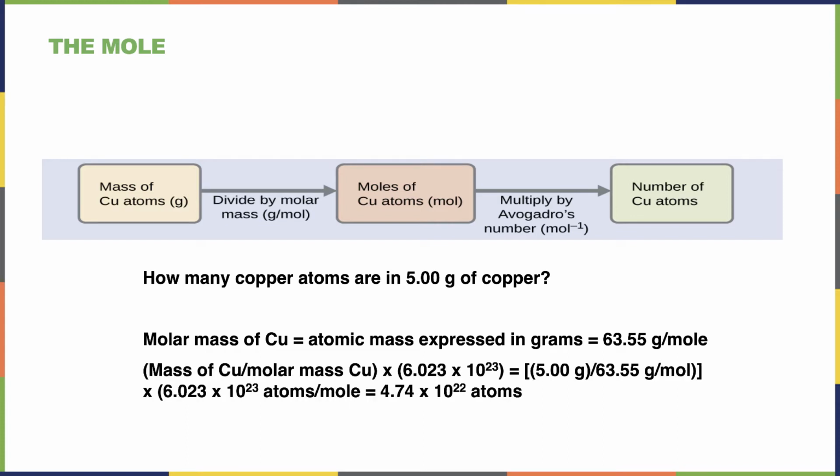So you take the mass of copper divided by the molar mass of copper times the constant 6.02 times 10 to the 23rd. So you take 5 grams divided by 63.55 grams per mole, that leaves you the number of moles, and multiply that by 6.02 times 10 to the 23rd atoms per mole, and that leaves you with 4.74 times 10 to the 22 atoms.